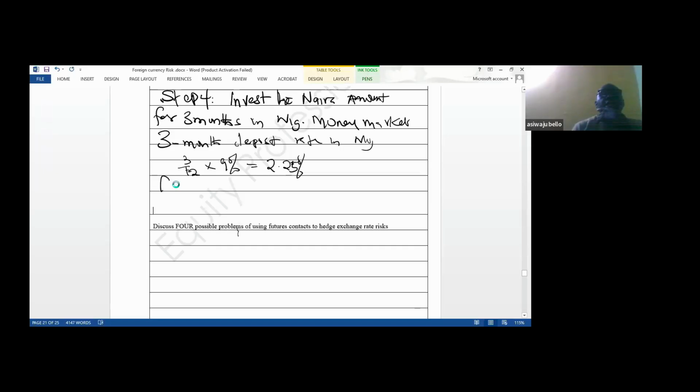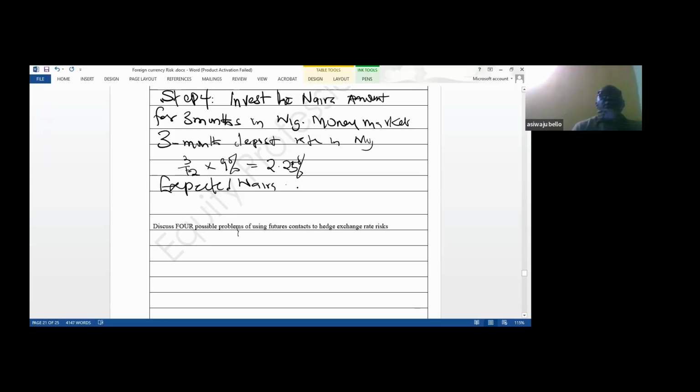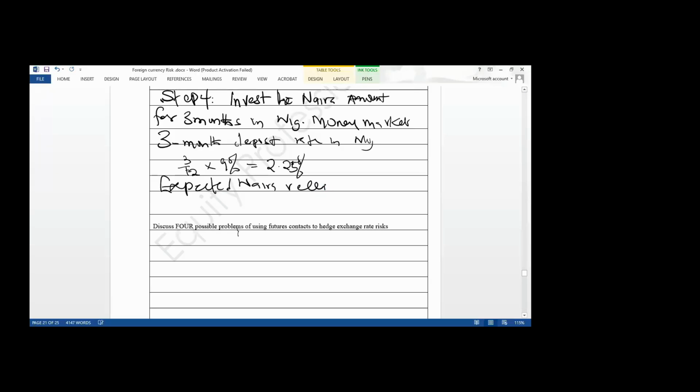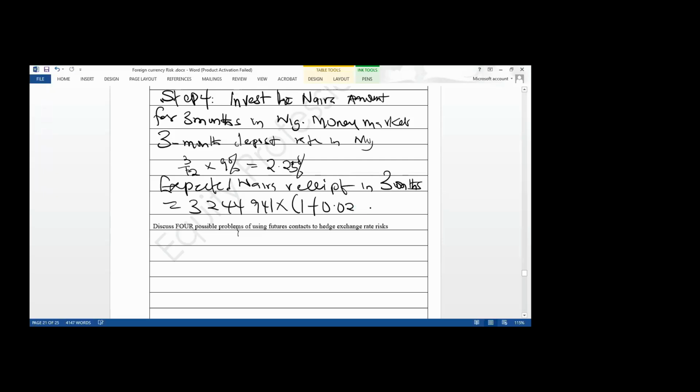Look at it. Expected Naira receipts in 3 months is equal to 3,244,941 multiplied by 1 plus the rate, 0.0225. The result is 3,317,952.